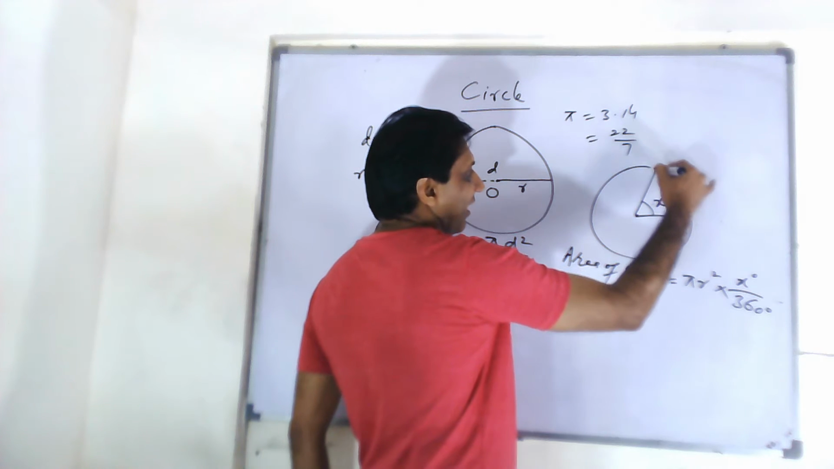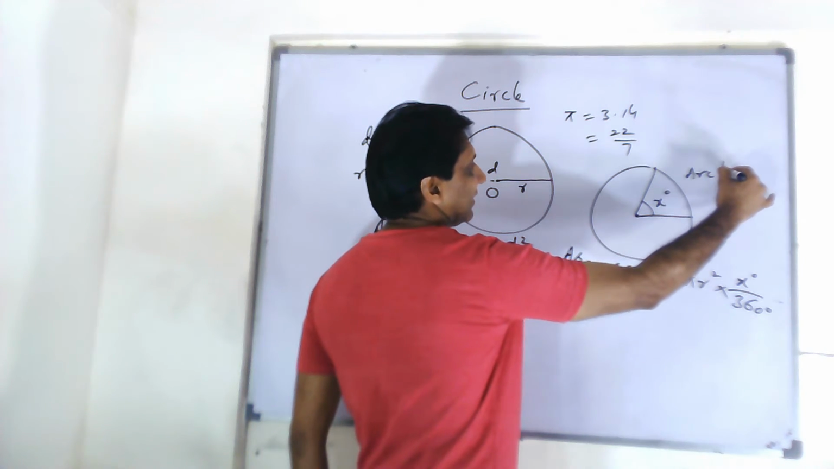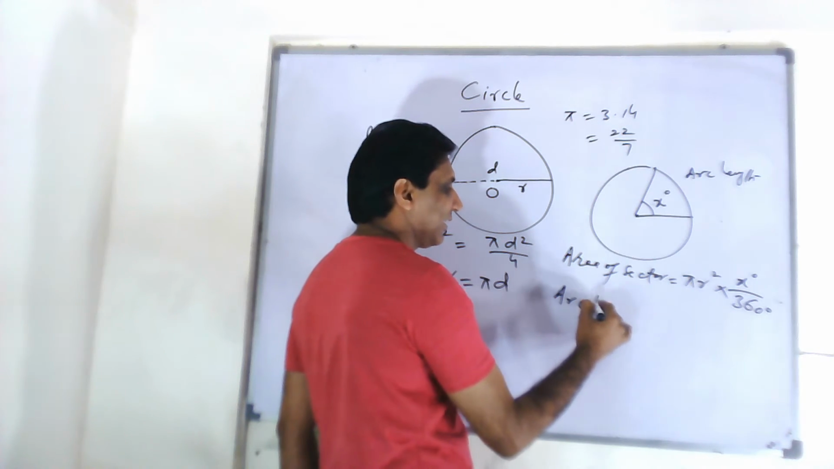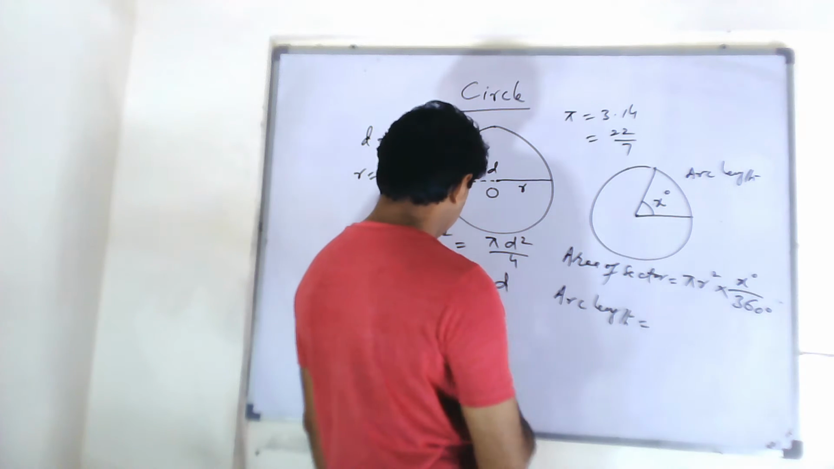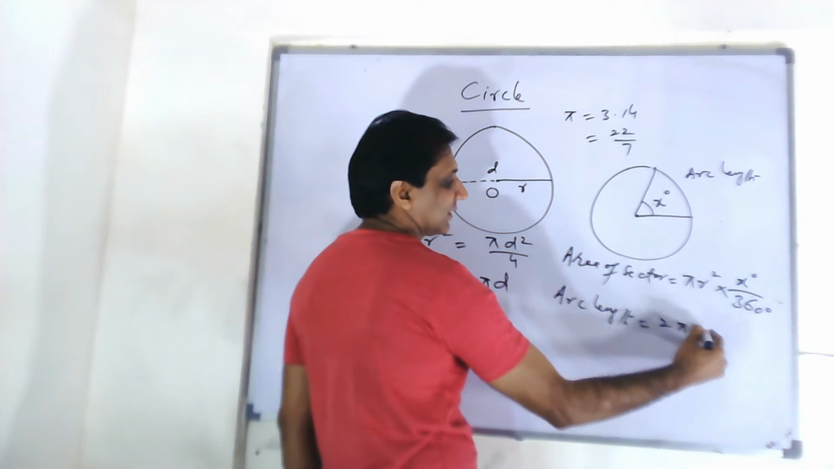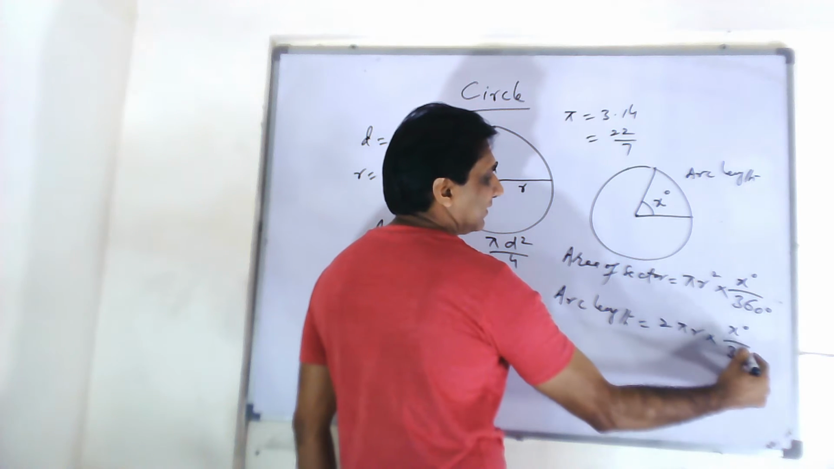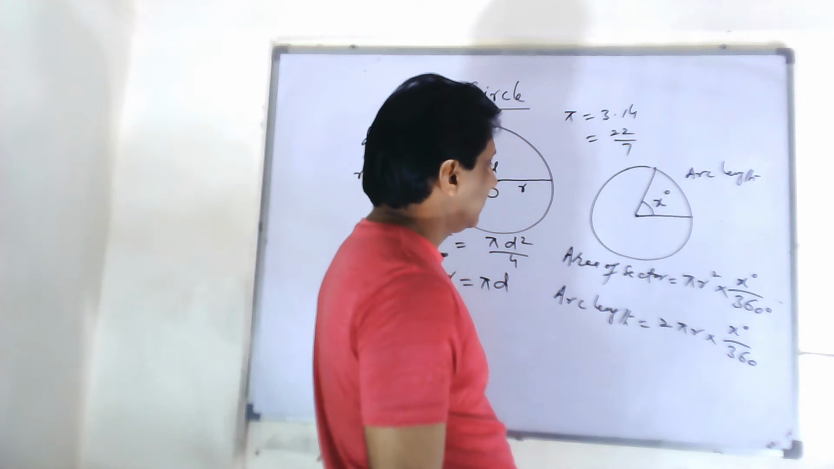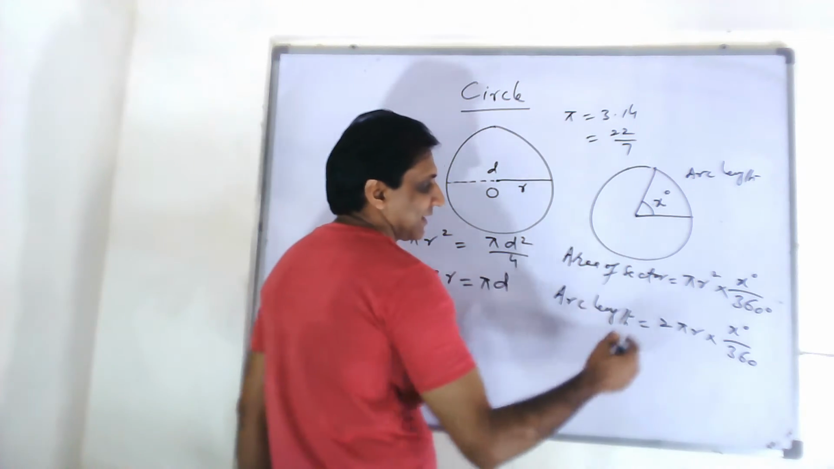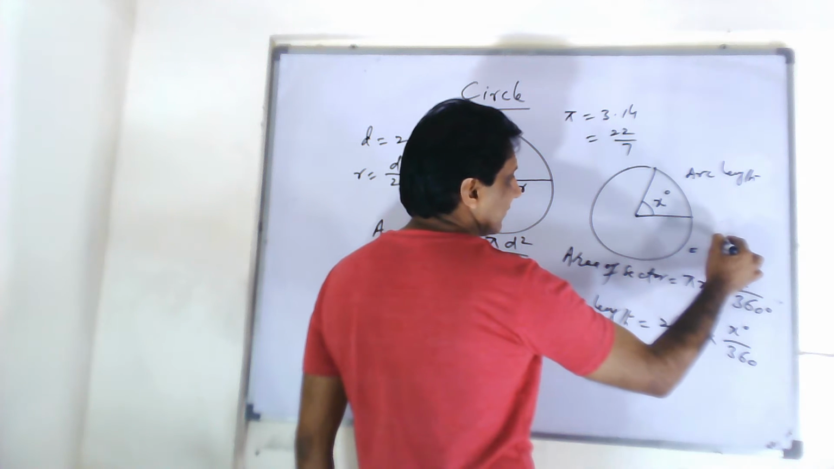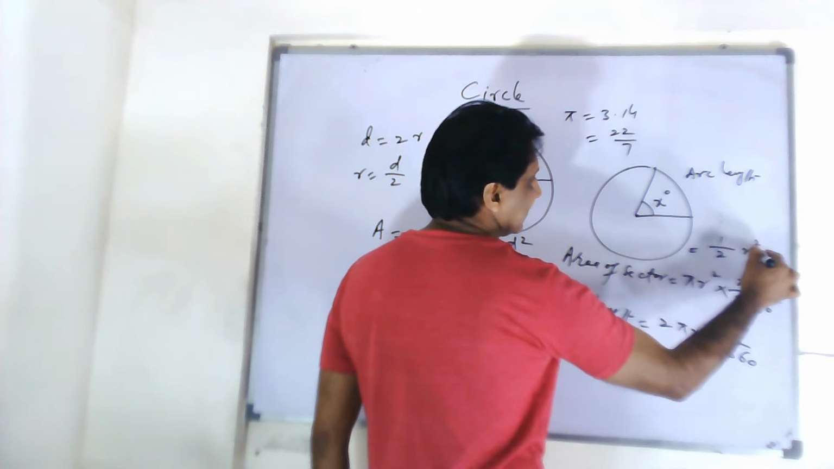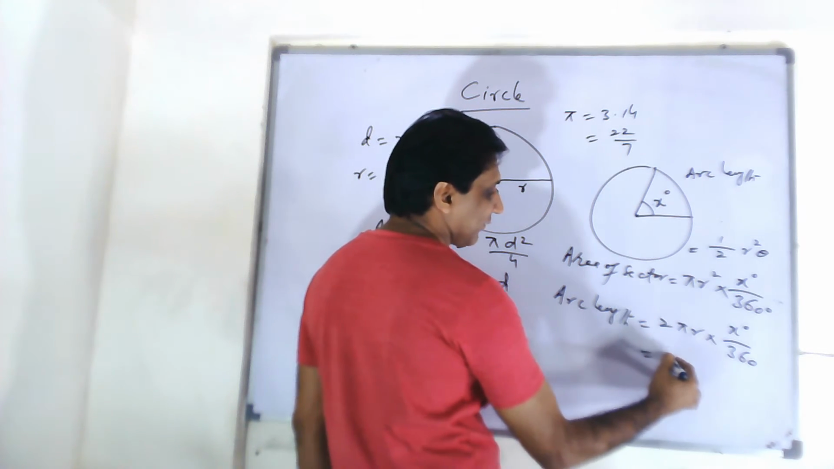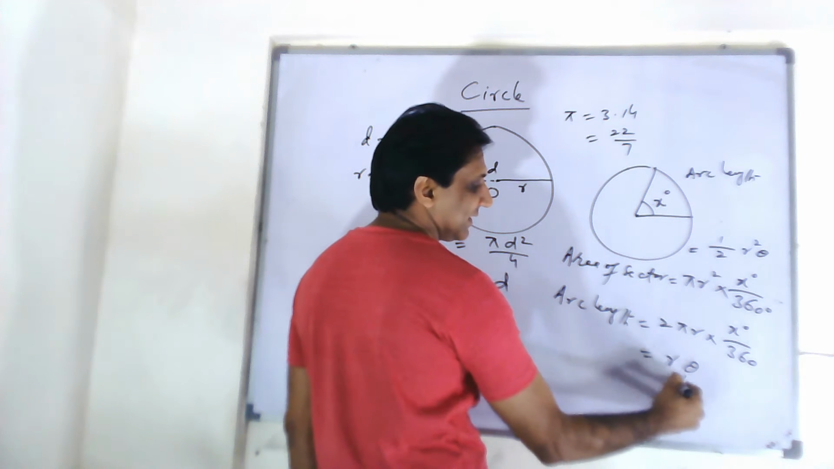Similarly, this is called the arc length, a part of the circumference. So you can find the arc length in a similar way, 2 pi r times x over 360. There's another way of finding the area of a sector, that is half r squared theta, but the angle should be in radians. And similarly, arc length can be found by r theta. So theta should be in radians.